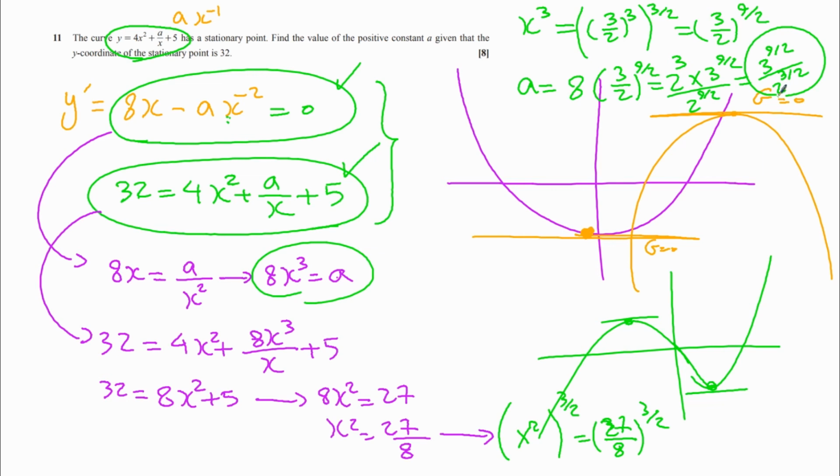So y dash equals 8x minus a x to the power of minus 2 plus 5 plus 0, that is fine. Then 32 equals 4x squared plus a over x plus 5. So from here, 8x equals a over x squared. So 8x squared times x cubed equals a. So we replaced a with 8x cubed, which gives us 8x. Okay, so I see where the problem now is.